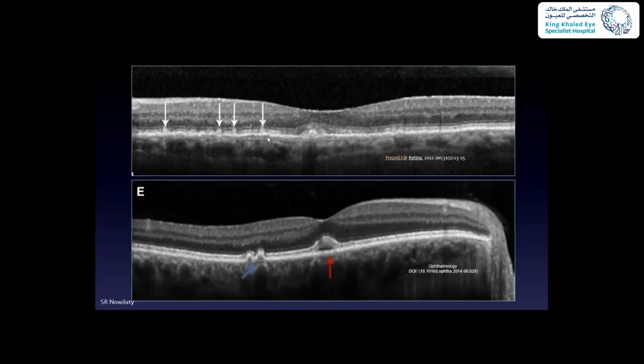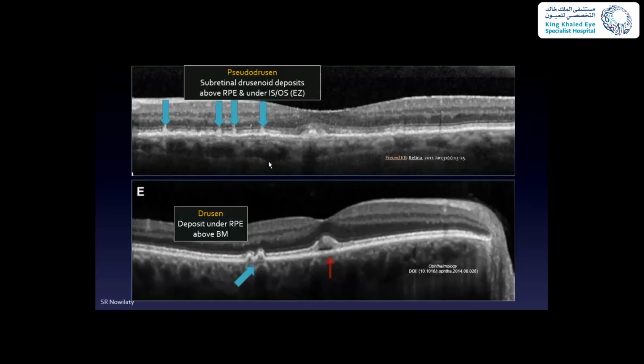These are pseudodrusen. And here, the RPE is intact, but what's elevated is the ellipsoid zone, and you've got subretinal fluid with some hyperreflectivity because of the conicity of the fluid here. This is neurosensory retinal detachment. So here, this is drusen, okay? So deposits under the RPE and above the Brooks membrane, all right? These are pseudodrusen, the ones I'm showing you here. And these are subretinal drusenoid deposits above the RPE and under the neurosensory retina, okay? And here, this is subretinal fluid.